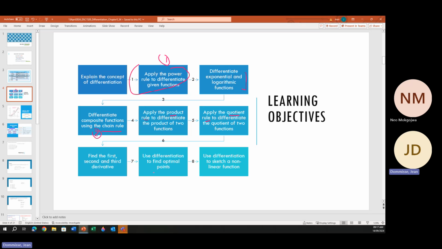Also important is that they might ask you a question to work out the first, second, and third derivative. So that is an extra component that we will look at, and then how to analyze the data when you get certain points that you need to work out.